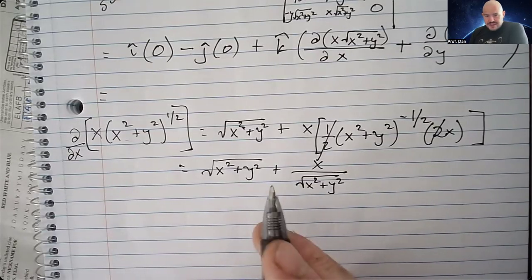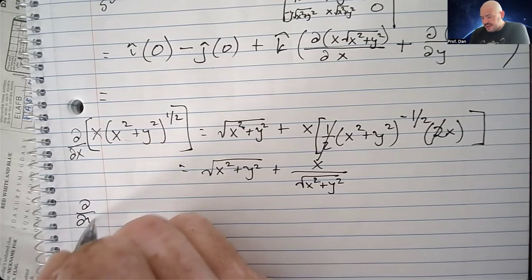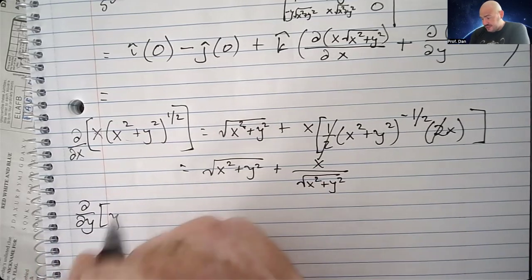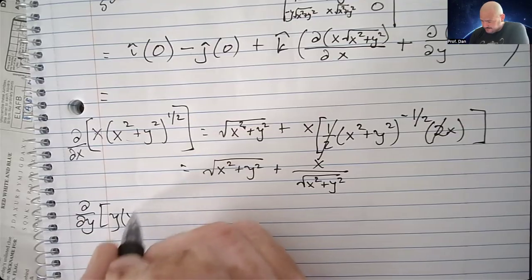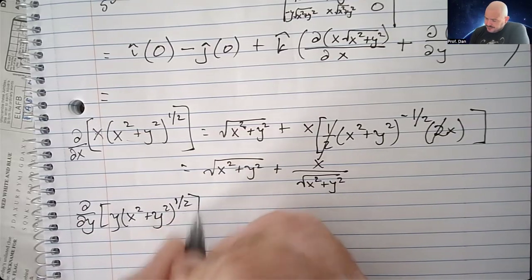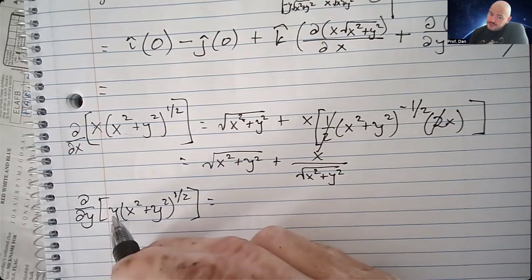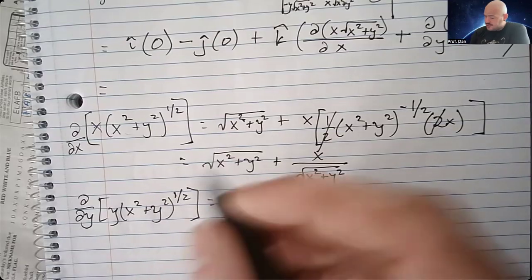And if I take the partial derivative with respect to y of something that looks very, very similar, the differentiation is going to work out relatively similar. So the derivative of y is 1 times this original.